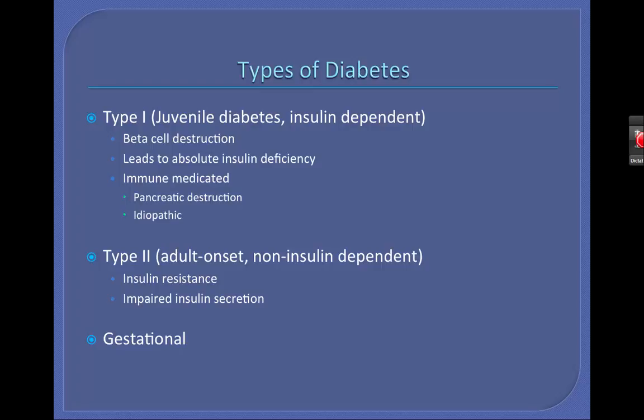The third type of diabetes is gestational. That means while they're pregnant, they develop diabetes. But know that if they develop diabetes gestationally, you always want to monitor them after the fact, because that puts them at risk for developing diabetes.